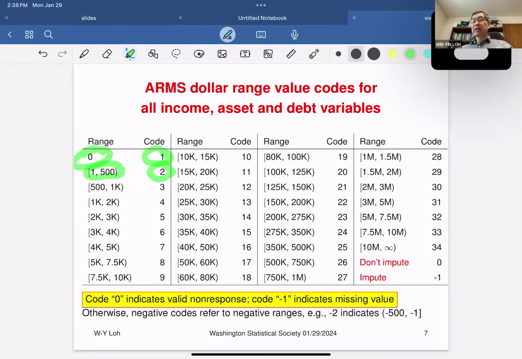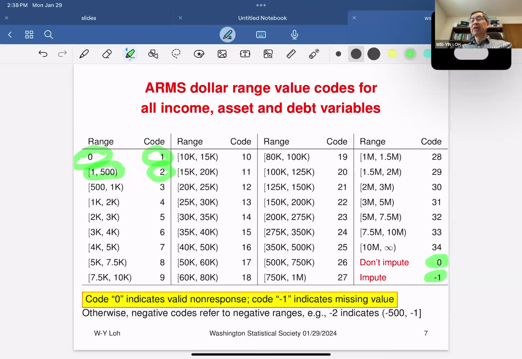All you know is this bracket range. And a very interesting thing is that 0 does not mean 0. If the code is a 0, then it means do not impute. So if a question is irrelevant for whatever reason, then it is coded 0. And if it's a value to be imputed, it is coded -1. So you can see that there could also be negative values.